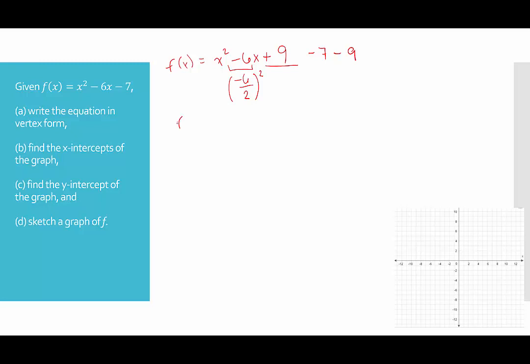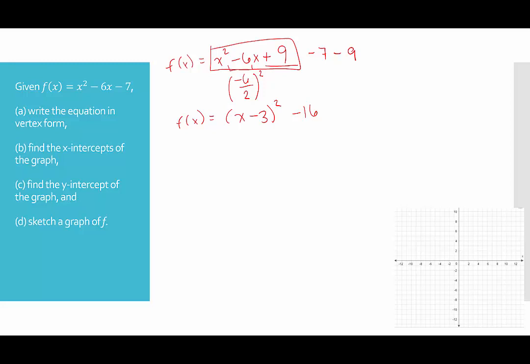But what that allows me to do is write it in vertex form, because now I can say, hey, this is a perfect square trinomial. It's x minus 3, quantity squared. Minus 7 minus 9 is minus 16. That's going to go, oh, my graph almost fits it, but not quite. That's okay.